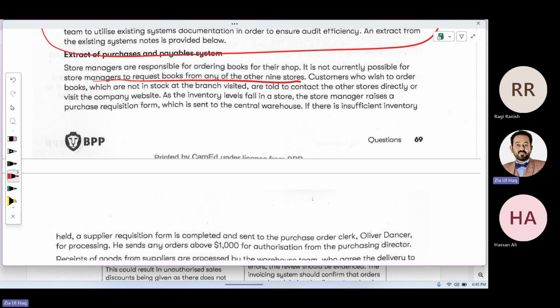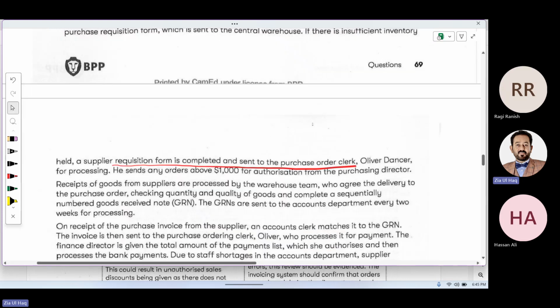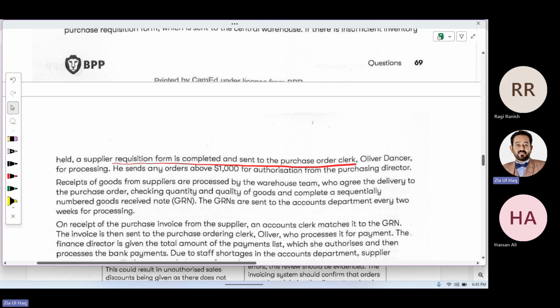As the inventory level falls in a store, in companies having low inventory, the store manager raises a purchase requisition form, which is sent to the central warehouse. If there is insufficient inventory held, a supplier requisition form is completed and sent to the purchase order clerk, Oliver Dancer, for processing.